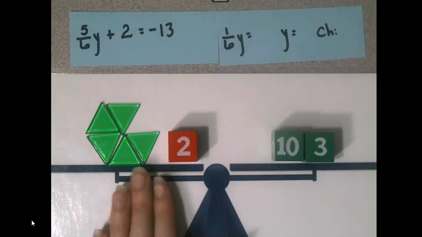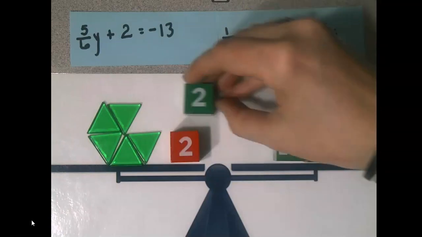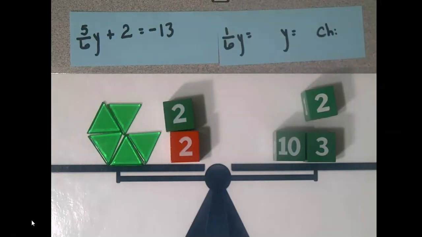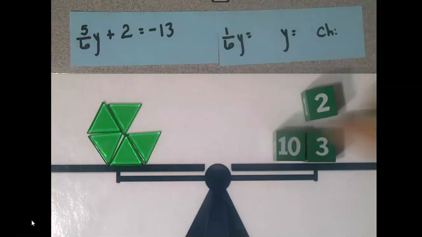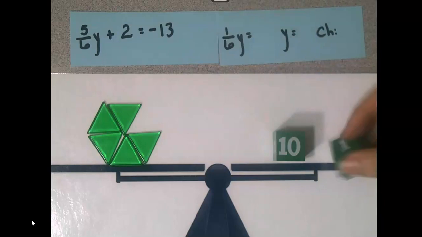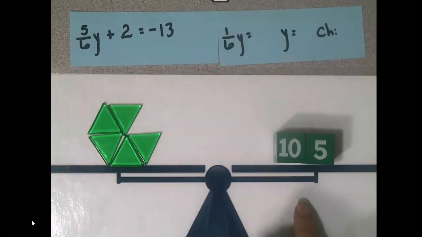So again, I want my fractions blocks by themselves on one side of the scale, so I need to get rid of this 2, and I can accomplish that by giving a negative 2 value to each side. So these two become 0 and cancel out. A negative 13 and a negative 2 results in a negative 15. So I now have that 5/6 of y is equal to negative 15.